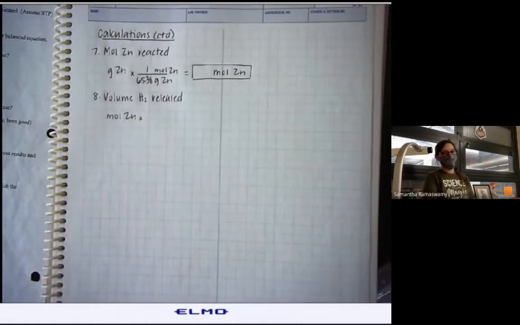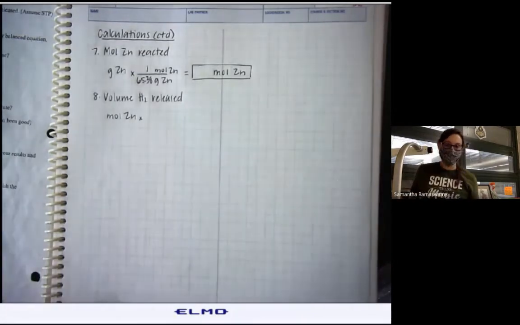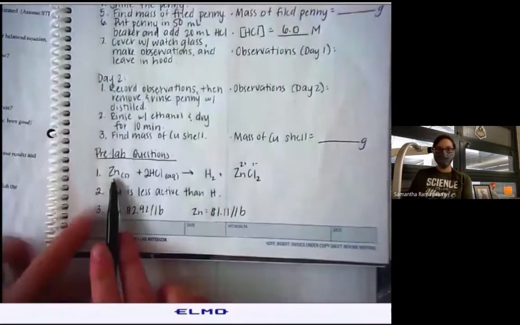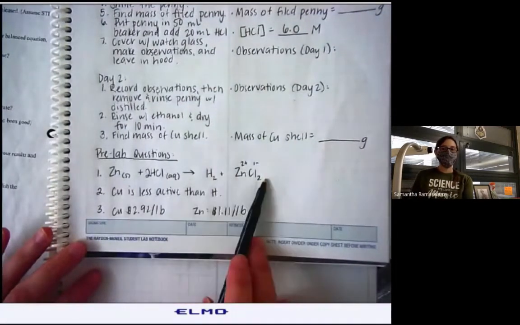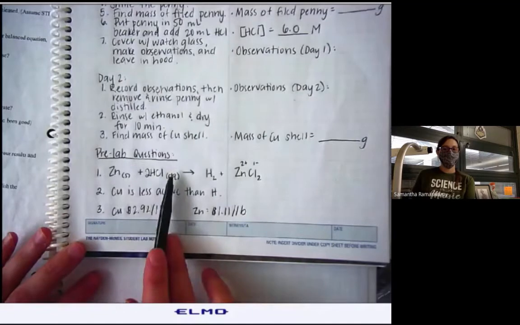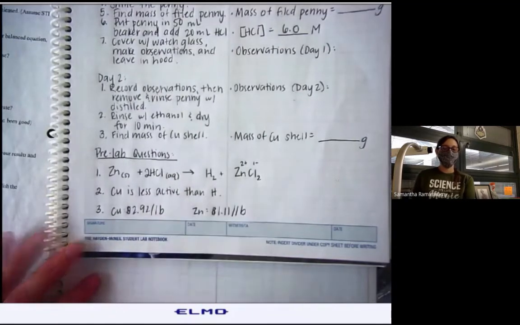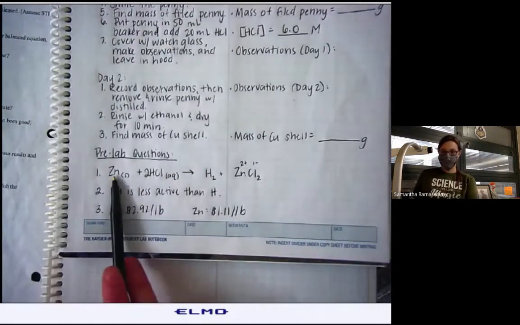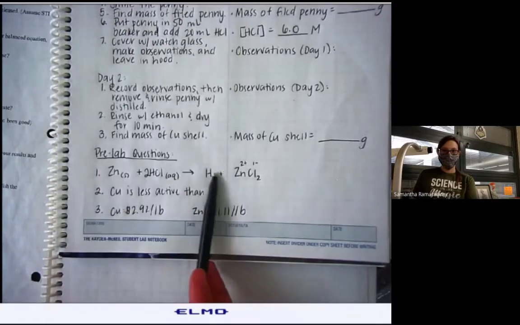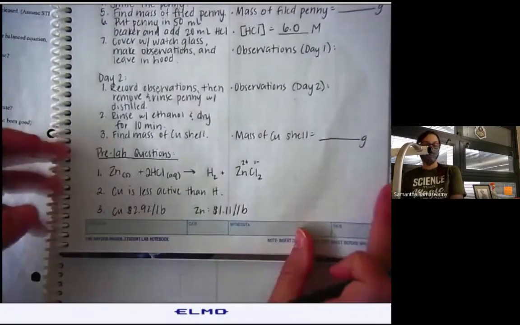this calculation. Now it said use the balanced equation from the pre-lab. Here was the balanced equation that we did in the pre-lab. We did Zn plus 2HCl yields H2 plus ZnCl2. So right now we're focusing on zinc and hydrogen. So it's a 1-to-1 ratio.